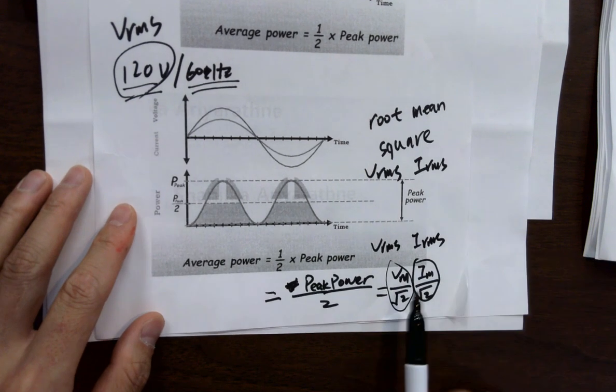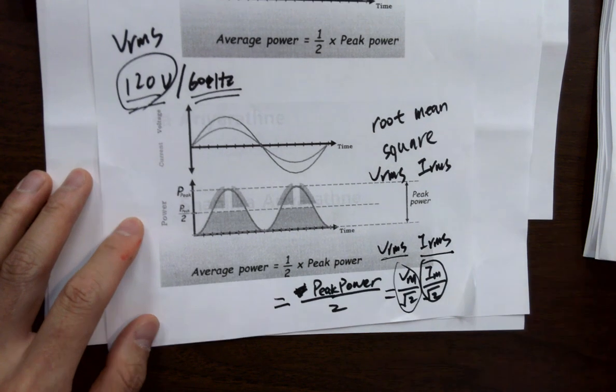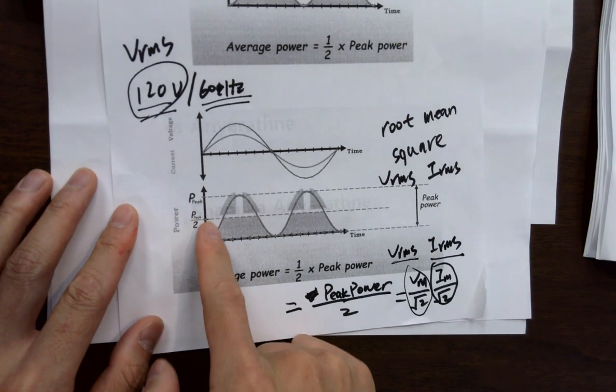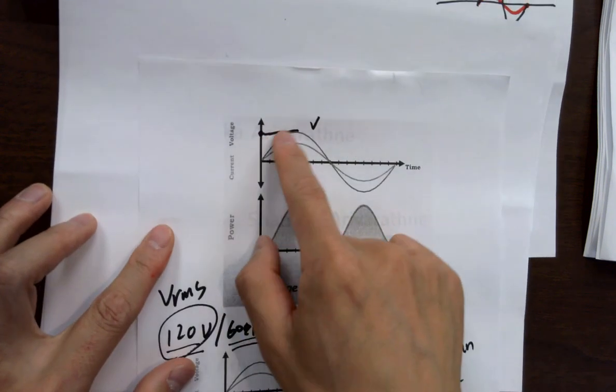So in that case, we can use VRMS times IRMS to calculate the average power of this sine wave.